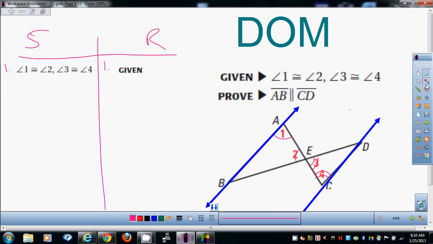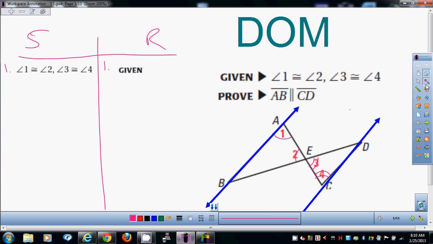Interior. You're exactly right. He is exactly right. The alternate interior angles converse says if these angles are congruent, the lines are parallel. But do we know they're congruent yet? There's nothing that links these two. So that's what we need to do.